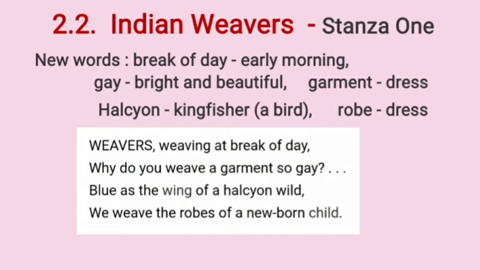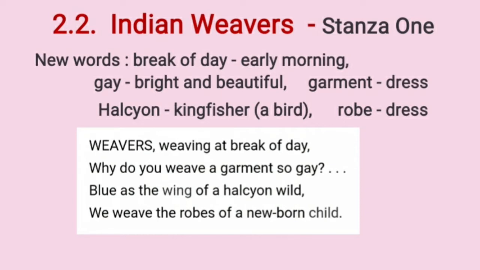Now in this stanza, there are some new words. Break of day means early in the morning. Gay means bright and beautiful. Garment means dress. Halcyon means kingfisher. It is a type of bird. Robe means dress. Weavers are weaving a garment early in the morning. The poet asks them why they are weaving a beautiful garment so early in the morning.